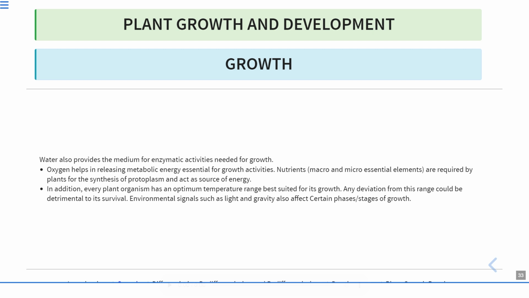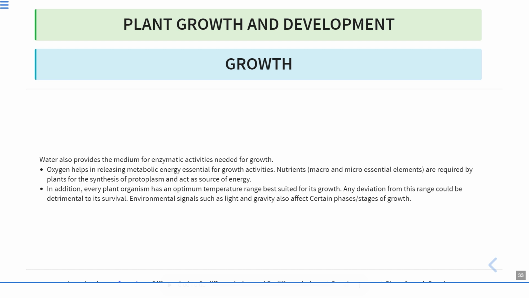So water also provides the medium for enzymatic activities needed for the growth. Okay, there are so many enzymes that are required for the growth, and these enzymes become available when there is water. So water also provides the medium for the enzyme. The enzyme is there, but there is no medium. Then how will the enzyme show its activity? How is it going to increase the rate of reaction for which it is responsible? It will not happen unless there is a medium, and the medium is in the form of water.